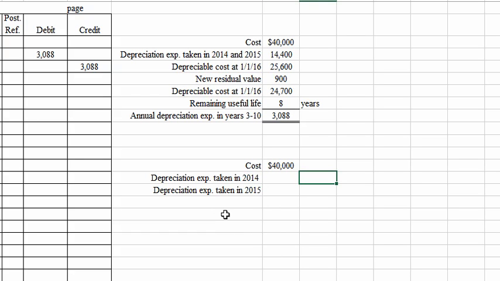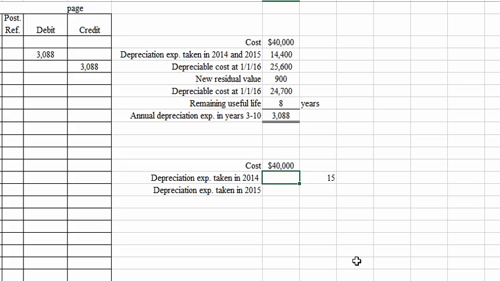Well, to begin with, we thought that the useful life was 5 years. So the sum of the year's digits would be equal to 5 plus 4 plus 3 plus 2 plus 1, or 15. Okay, and remember, we want to take cost minus residual value times the number of years in the useful life over this sum of the year's digits. Multiply that out to get depreciation expense for a given year.